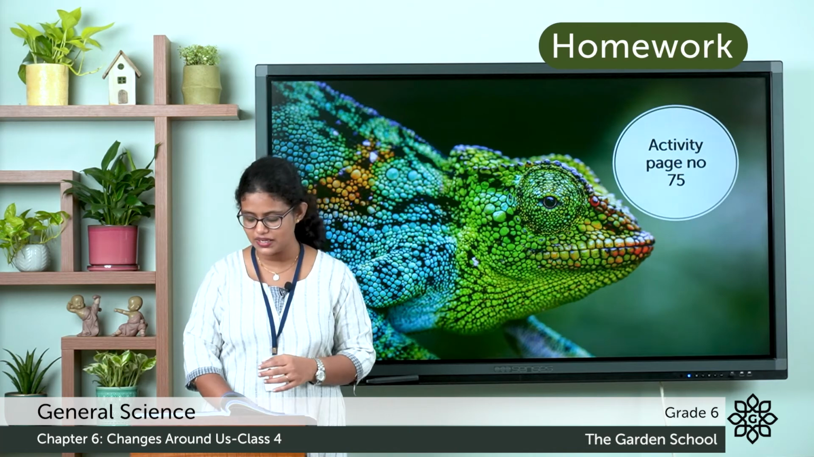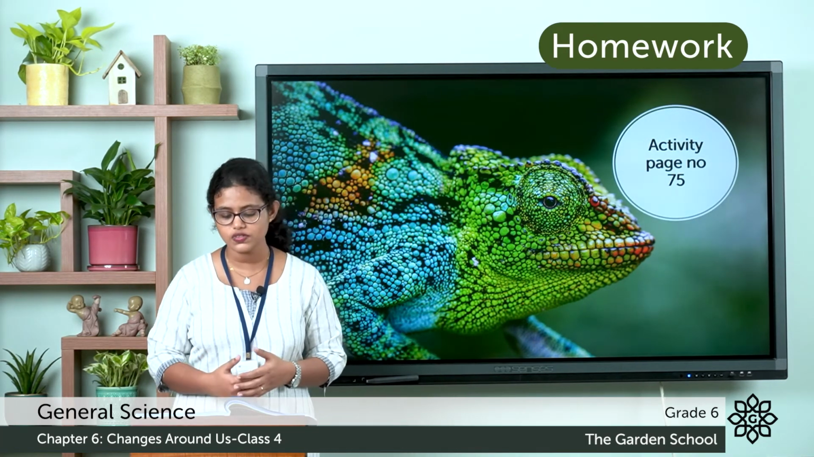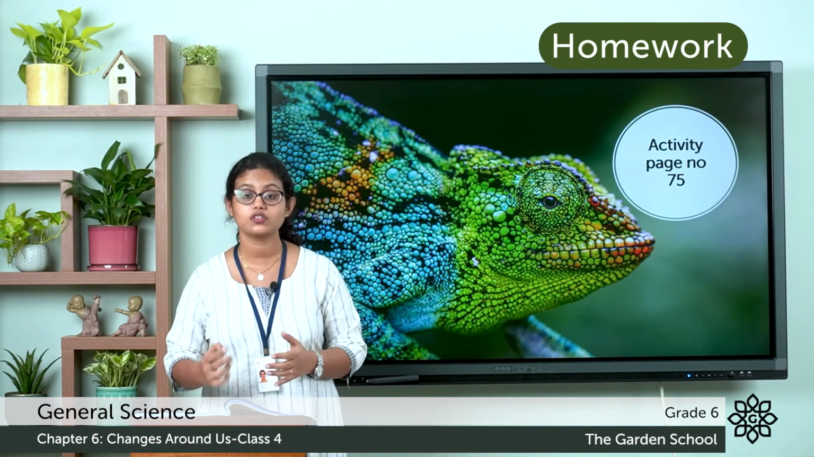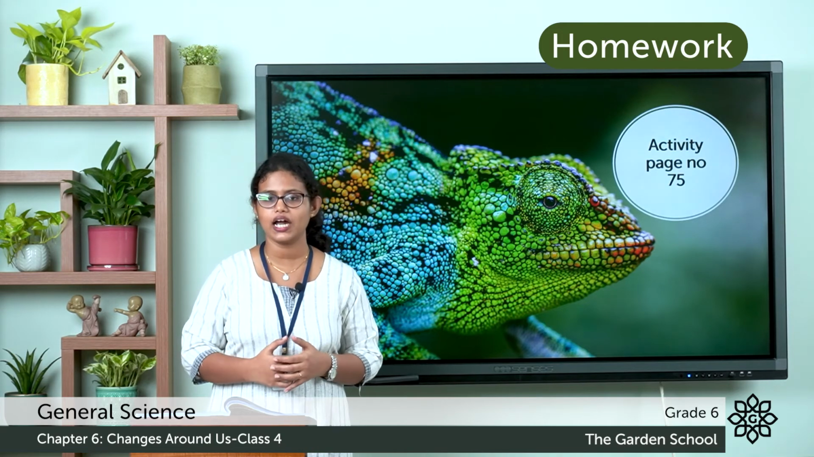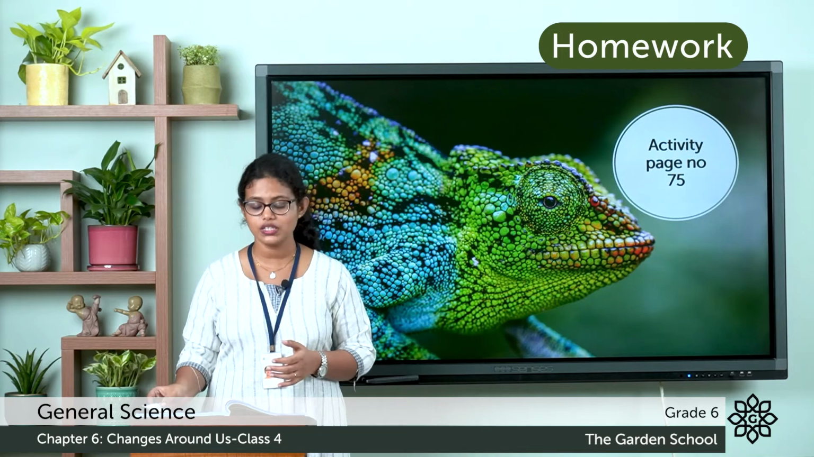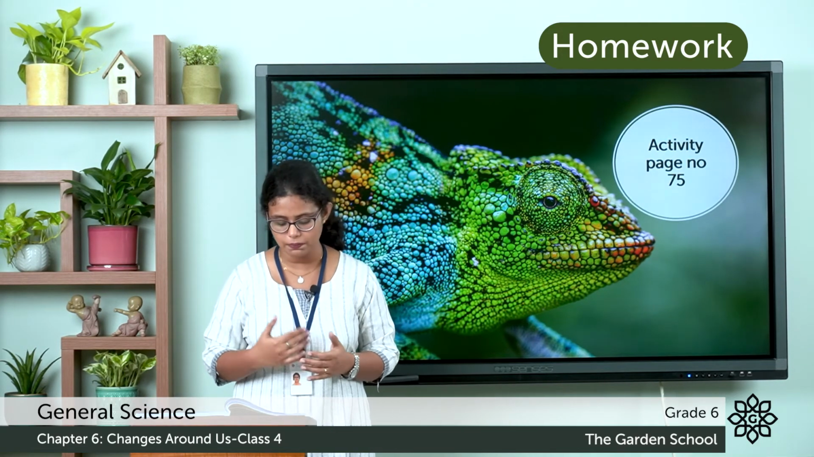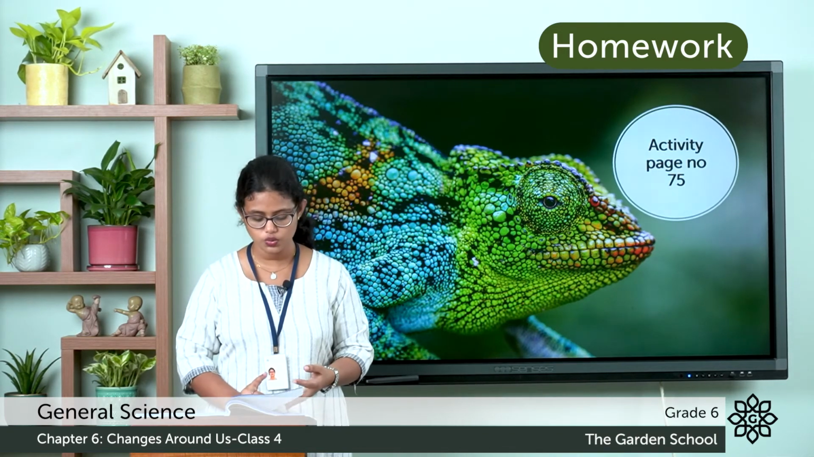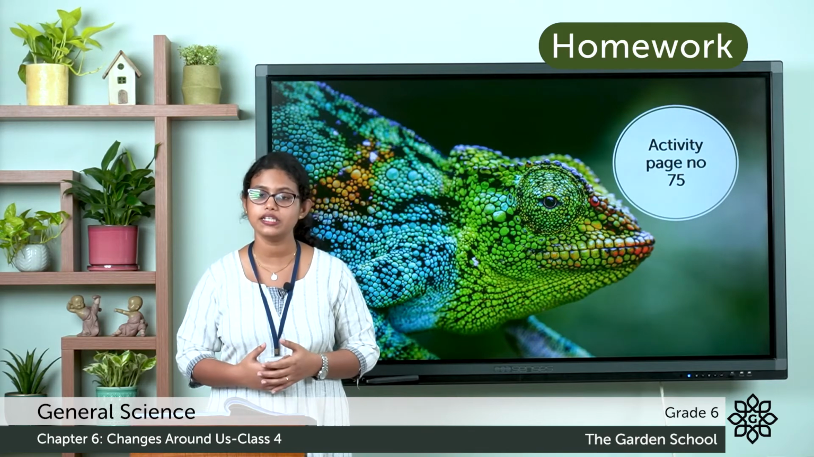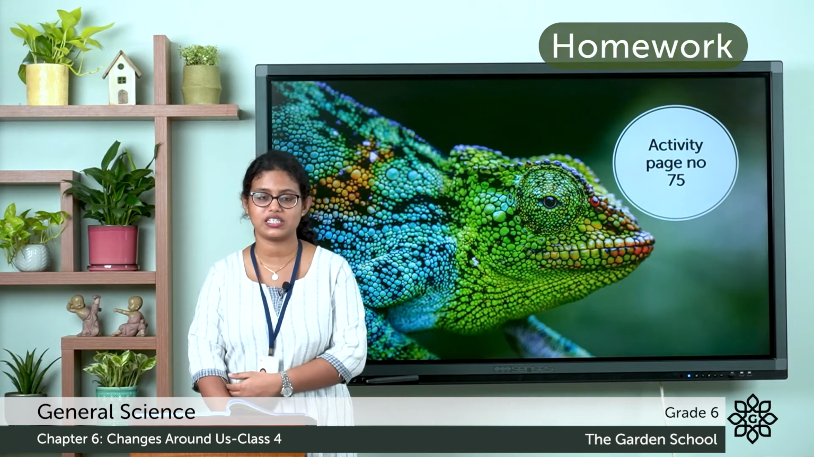Now you have an activity on page number 75, the activity zone and project zone. Read it carefully and try to do it. Once you are done, you can submit it in Microsoft Teams. We are done with this chapter and you have an exercise on pages 72 to 74. Go through the exercise and complete it. You can submit your activities in Microsoft Teams.